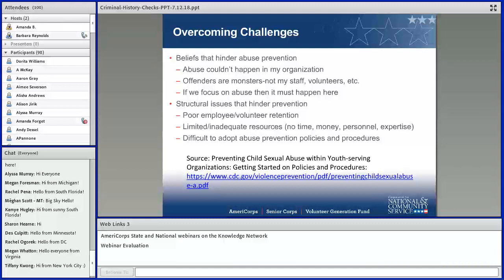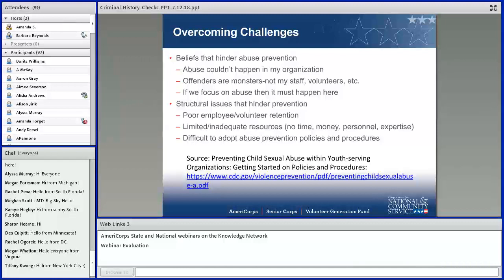There are always challenges with limited or inadequate resources. Who has the time, who has the money, who has the expertise? And then there's also this idea that it can be really difficult to adopt abuse prevention policies and procedures. This is actually where CNCS can help you, because we require you to do background checks. We give you money to do them. We require you to have policies and procedures in place.